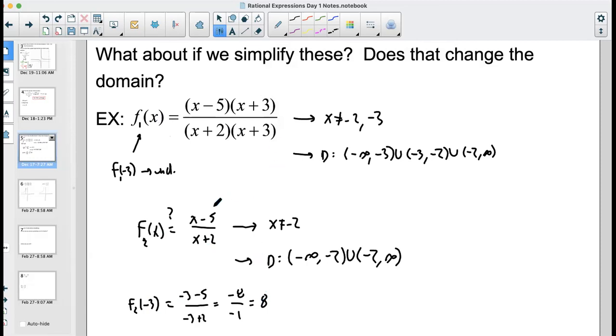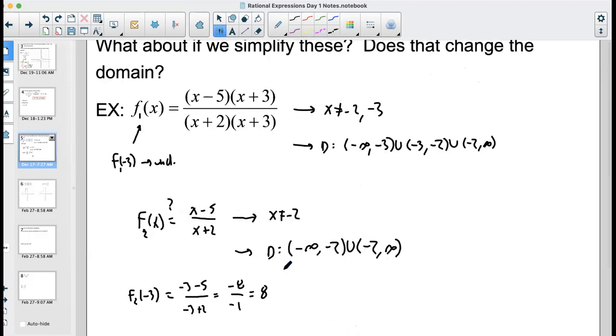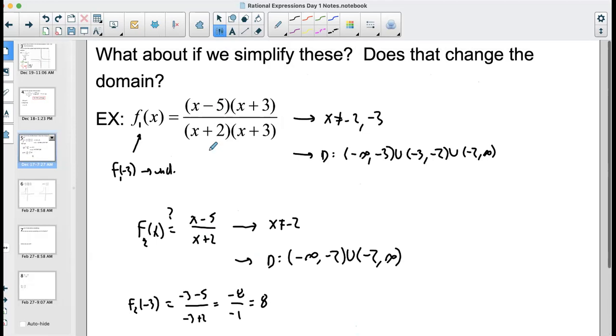So the answer to the question, does that change the domain? No. These functions, F1 here and F2 here, are numerically the same except for -3, but that's enough to make them not the same function. So it doesn't change the domain. You might simplify this, but the domain of f of x, F1, is still this. So just keep that in mind.